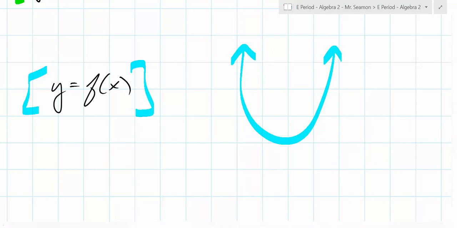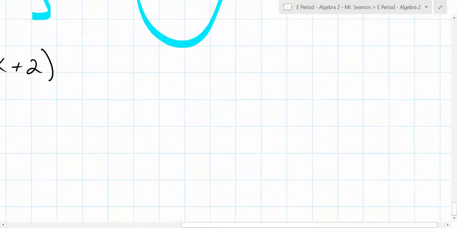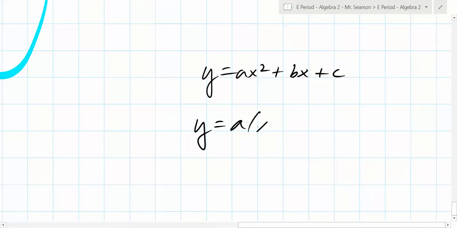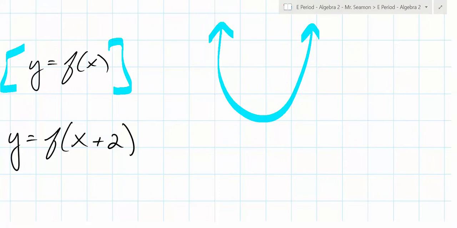What do you think happens, and be careful, if I instead added something to the inside? So let's say I added 2 to the x value. Instead of adding it on the outside, I added it to the x. So we might have y equals ax squared plus bx plus c, and instead of adding 2 to the outside, I added it to the x value directly. What do you think is going to happen? Anybody want to raise their hand and guess really carefully? Jen, what do you think? To the right. It goes side to side. It's not going up or down anymore.